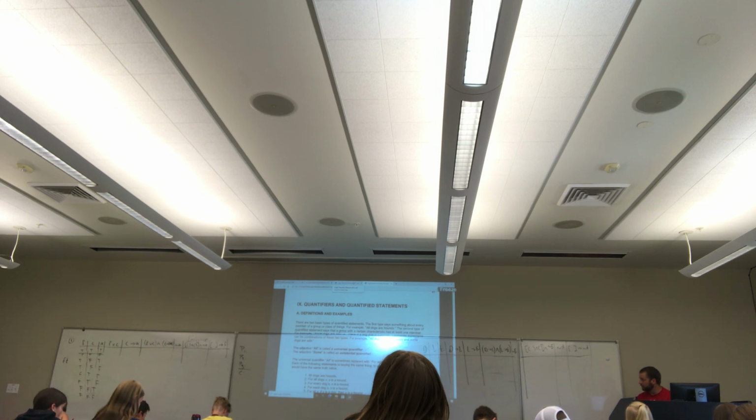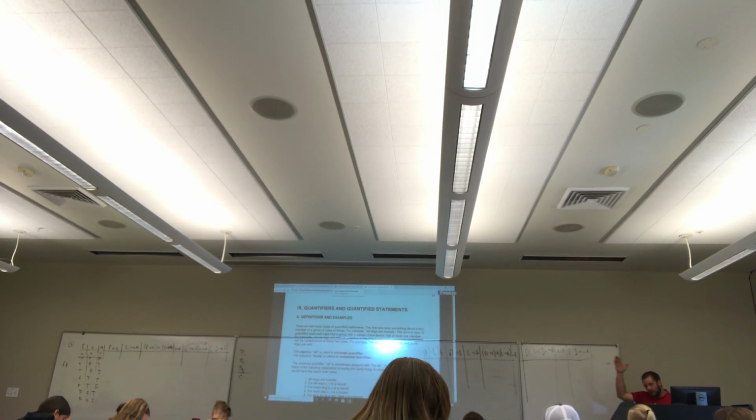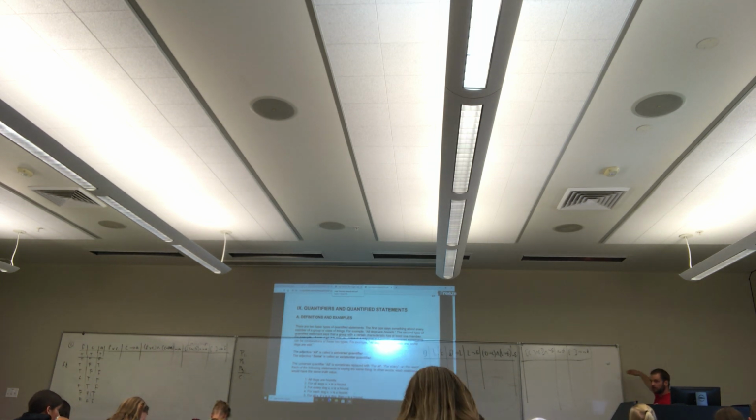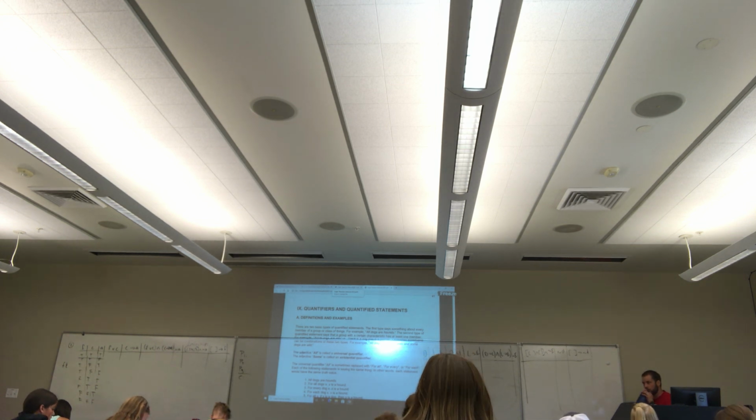Okay, when you're filling out a truth table, I personally like to do one column at a time. Some of you like to do the whole row. I like to do one column. That's just a personal preference. So if you're doing rows and it doesn't make sense to you, maybe try columns. If you're doing columns, maybe try doing rows.